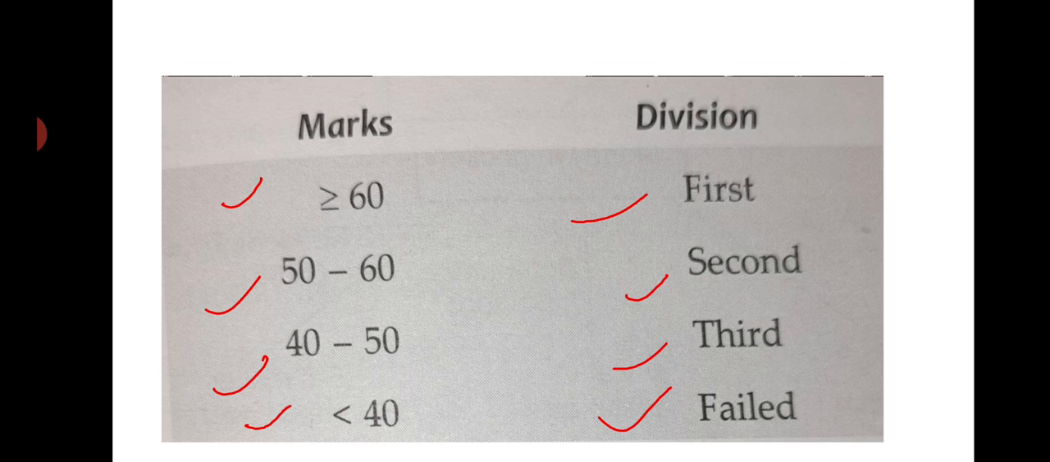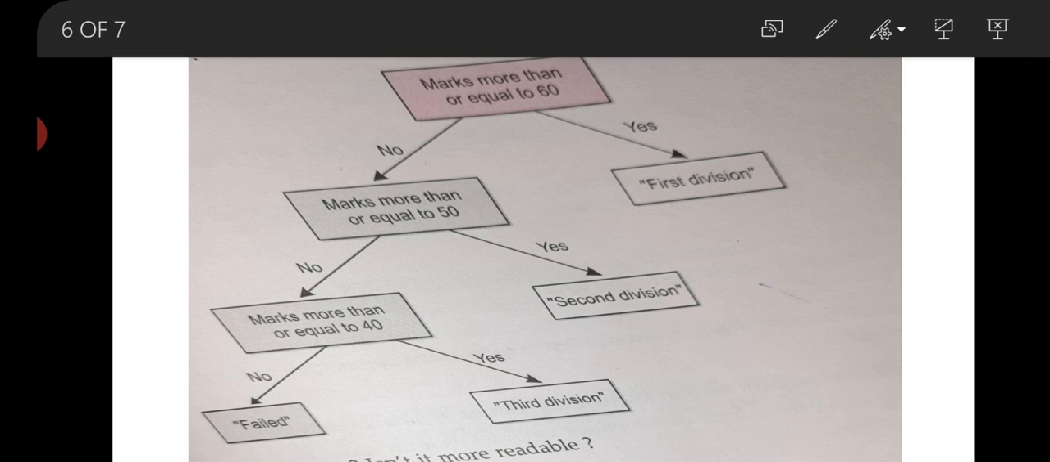Let's see this in the figure. First of all, we check whether marks are more than or equal to 60. If yes, then print first division. Else, that means no, then check marks more than or equal to 50. If yes, then print second division. No, that means check if marks are more than or equal to 40, then print third division. No, that means marks are less than 40, then print failed.